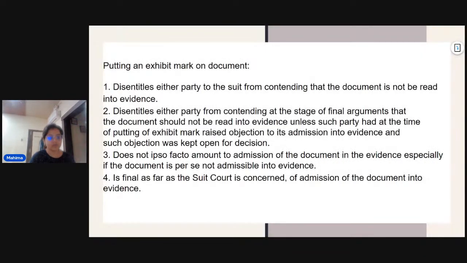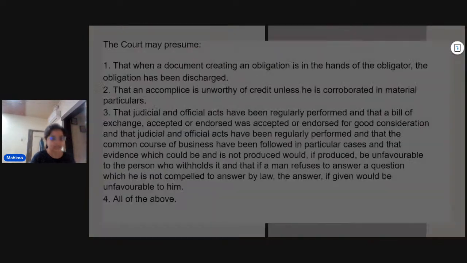It is option number 3, guys. It does not ipso facto amount to admission of the document in the evidence, especially if the document is per se not admissible into evidence. Yes, correct. Lakshata is correct.